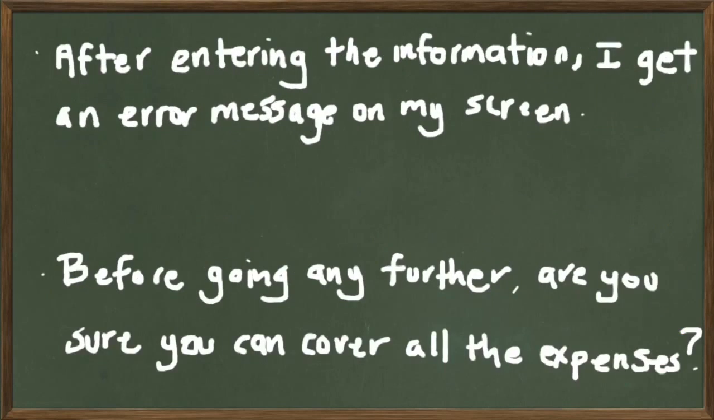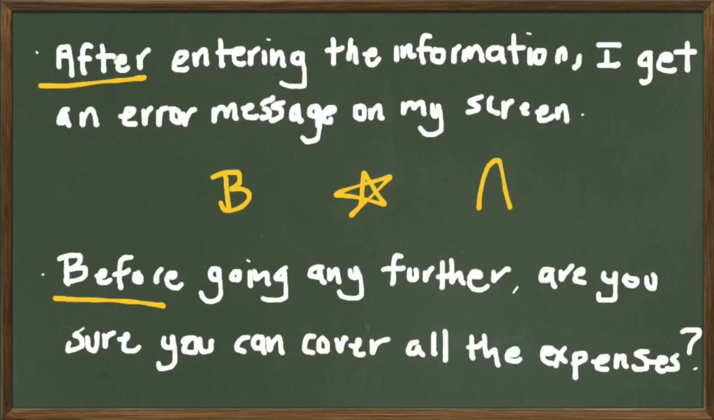Okay, now we're introducing the word after and the word before. Let's read those examples. After entering the information, I get an error message on my screen. Maybe my computer, or a cell phone, or a tablet. So, it's quite simple. After means this is the situation. This would be before, and it would be after.